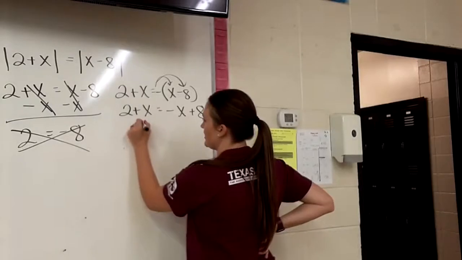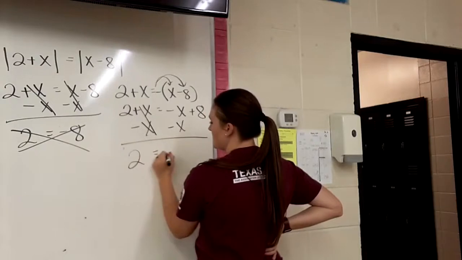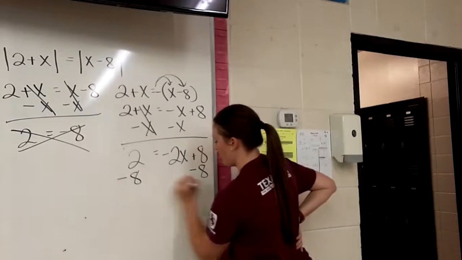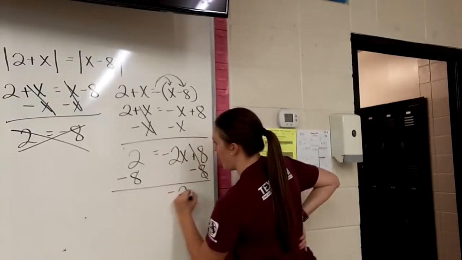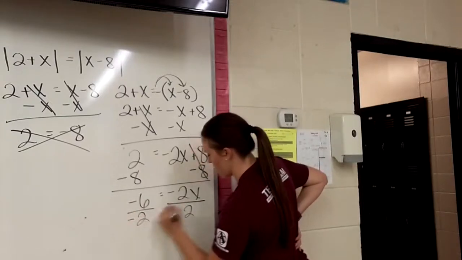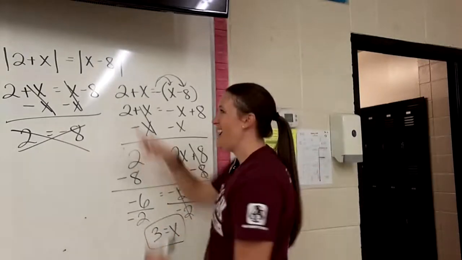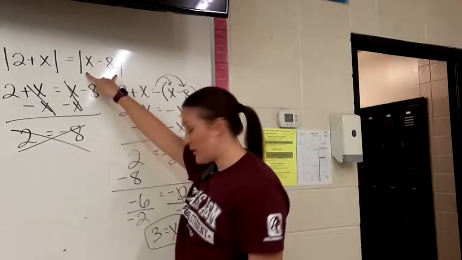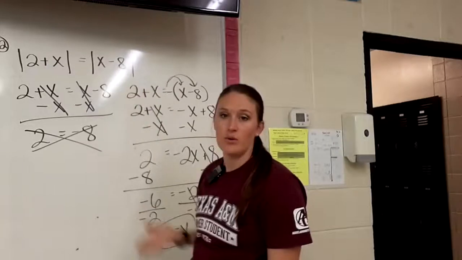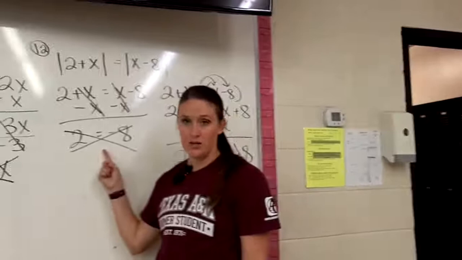So now if I get my variables together, negative x minus another x is negative 2x. I subtract this 8. 2 minus 8 is negative 6. And then I have to divide by negative 2. And I get x equals positive 3. Go back and check. It's in absolute value, so it'll work out, but we can plug it in to check. 3 minus 8 is negative 5, but the absolute value of negative 5 is 5, so it works out. So again, that one also only had one solution because this was a false statement.